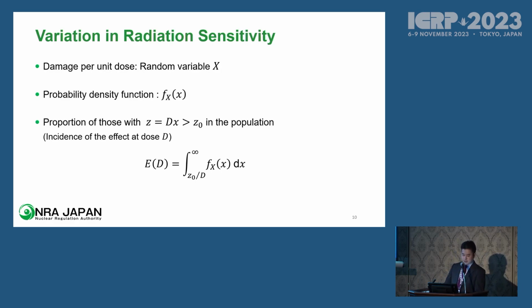And the variation in radiation sensitivity can be expressed by introducing a random variable X, and X represents the damage per unit dose for each individual, and its probability density function is denoted by fx. Then the incidence of the disease at dose D is given by the proportion of those with Z exceeding G0 in the population, and Z is the product of D and X. So the incidence is expressed by this formula.